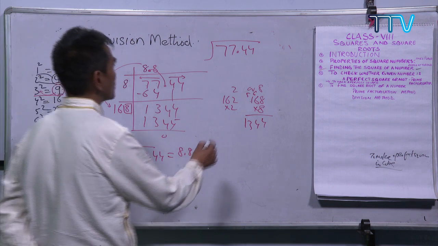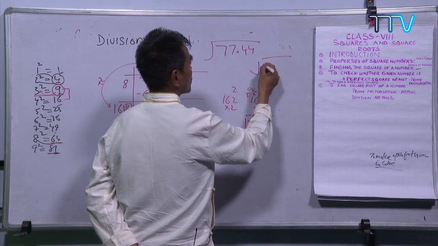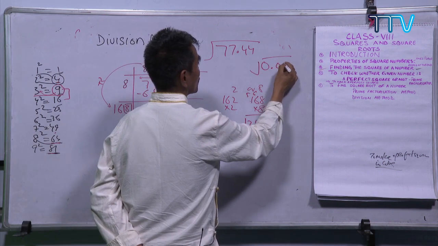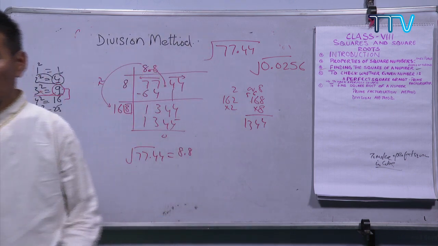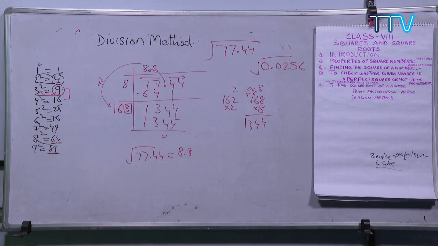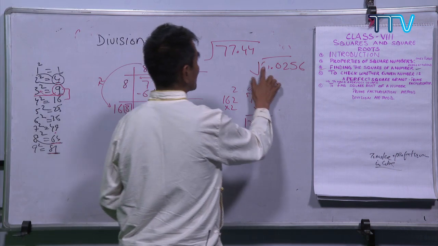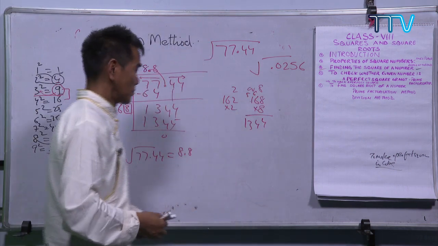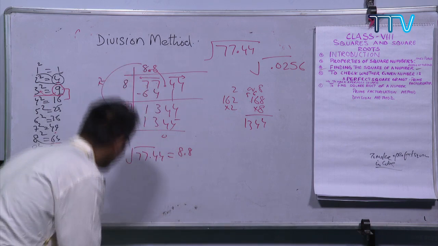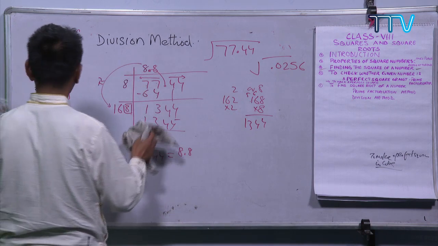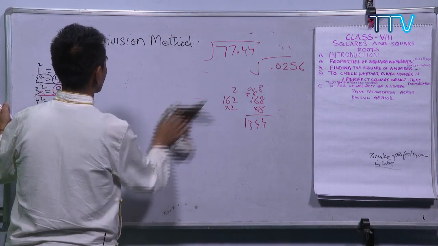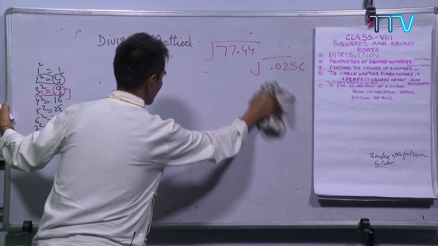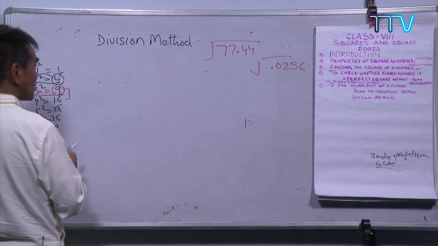Okay, this is right. Square root of 0.0256.